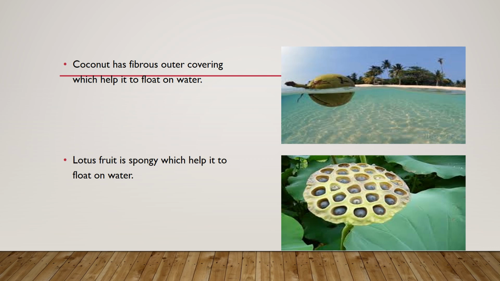Now, if we talk about the lotus, the lotus fruit is spongy, which helps it to float on the water. The fruit of the lotus is very spongy, it can easily float on the water, and in this way it can disperse its seeds through the water.